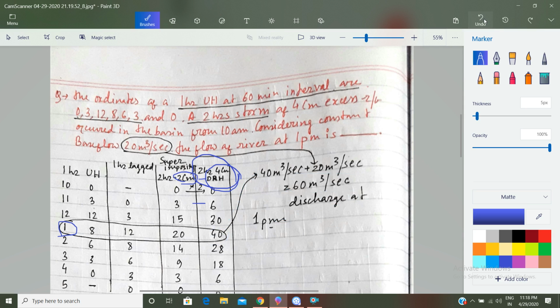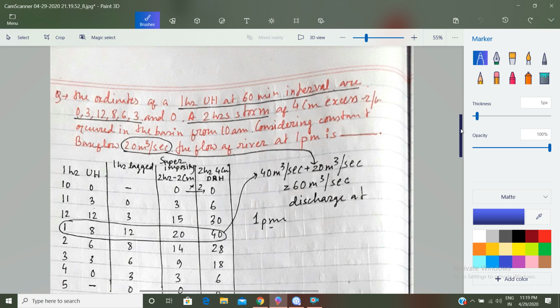See, in these types of questions, we have to focus on what is given and what we need. These two words are very important. What is given: a 1 hour unit hydrograph. What we need: a 2 hour duration storm. So we first have to convert 1 hour to 2 hour. If we convert the 1 hour unit hydrograph to 2 hour, it will become a 2 centimeter storm. Then we have to convert it to a 4 centimeter storm. So from 2 to 4 it needs to be multiplied by 2. That is done here.